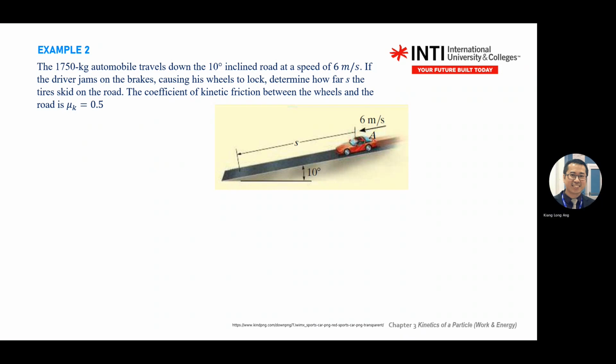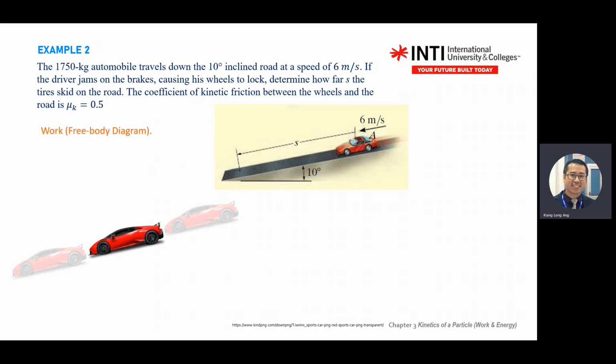So, what else is given? The driver presses the brake, causing the wheels to lock, and determine how far the tires skid on the road. So you press the brake, and then the car will continue to move. The coefficient of friction was given. You draw the free body diagram. We move from one point to another point. So from A, move down to here, a distance S at 10 degrees.